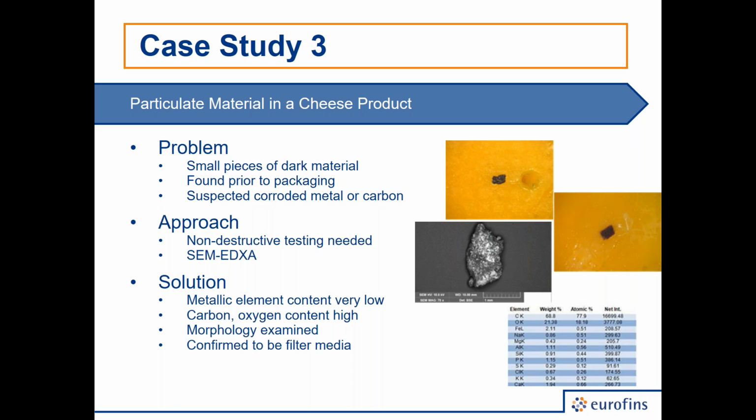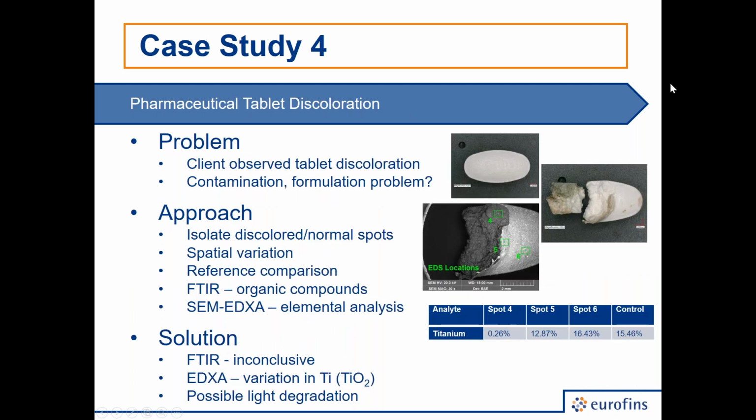The next slide shows, this is now for a dietary supplement. This is a discolored tablet. Again, this is a pressed tablet, so it should be nice and uniform, except that it's got little spots of discoloration. We broke open the tablet. We see that the discolorations are both internal as well as on the exterior surface.